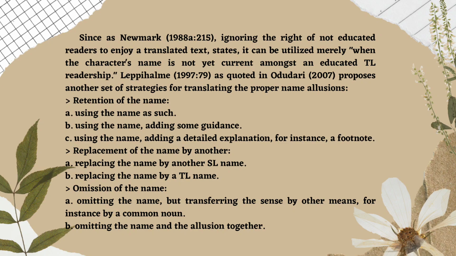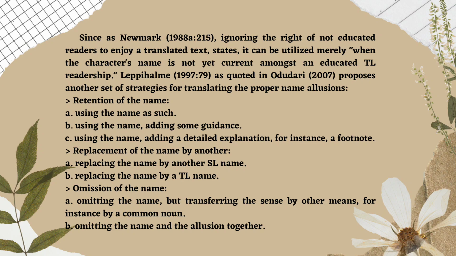Another scholar, as quoted in Oudadari, proposes another set of strategies for translating proper name allusions. First, retention of the name. A. Using the name as such. B. Using the name adding some guidance. C. Using the name adding a detailed explanation, for instance, a footnote.